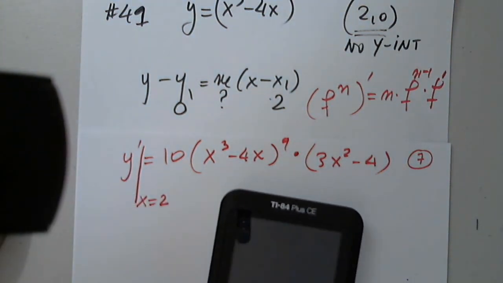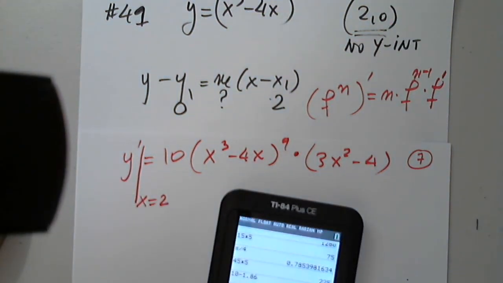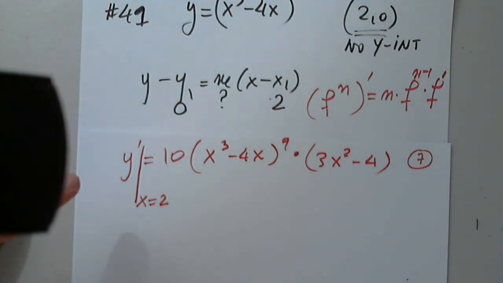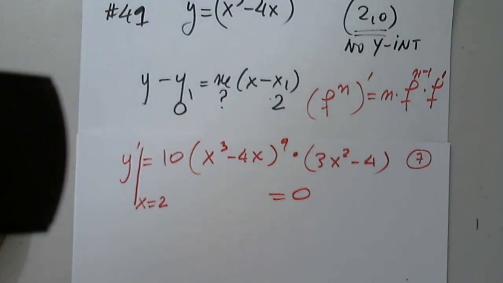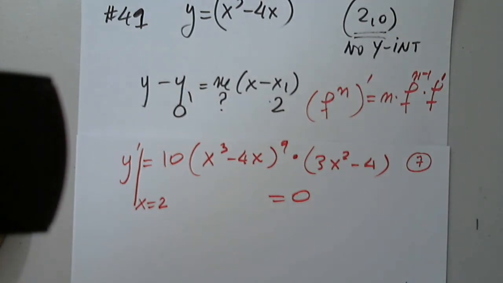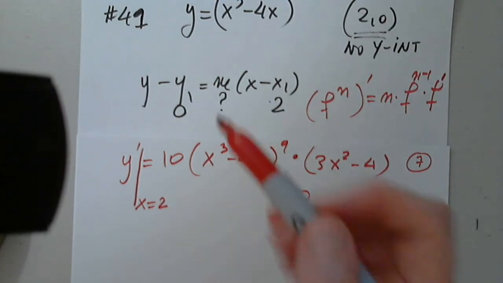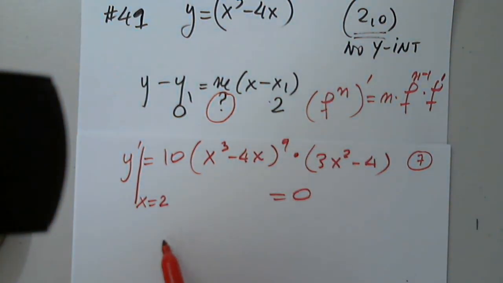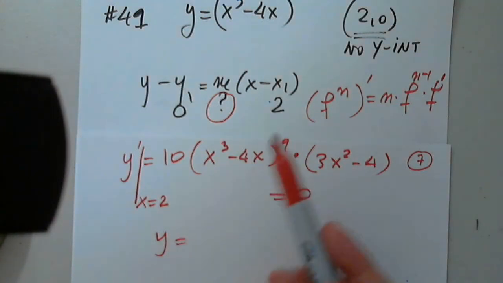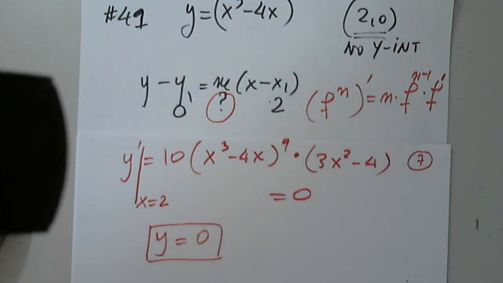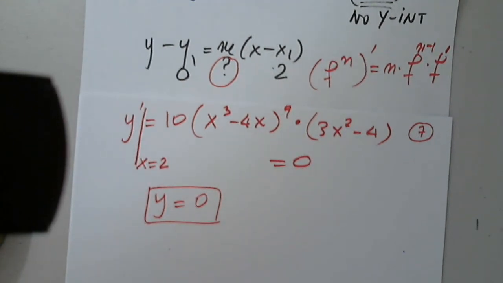So we have 10, and this is 8. Oh, I don't have to do anything. So 8 minus 8 is 0. The whole thing is 0. I didn't even need the calculator. So 8 minus 8 is 0. This doesn't matter anymore. Everything is 0, so this is 0. So then y equals 0. This is it. The equation of the tangent line to the graph of that function at 2, 0 is y equals 0.